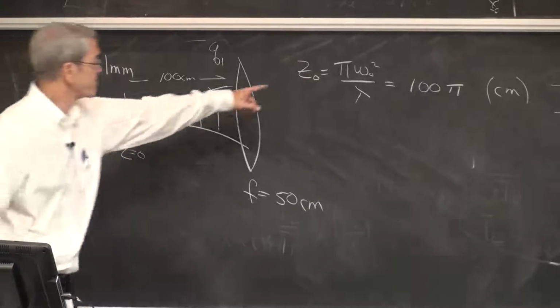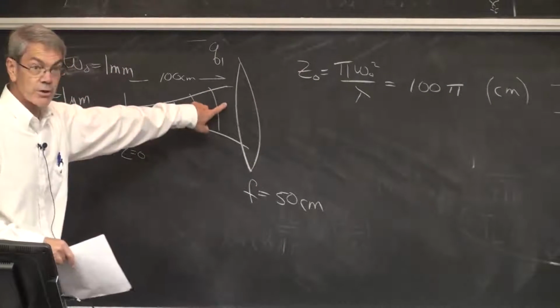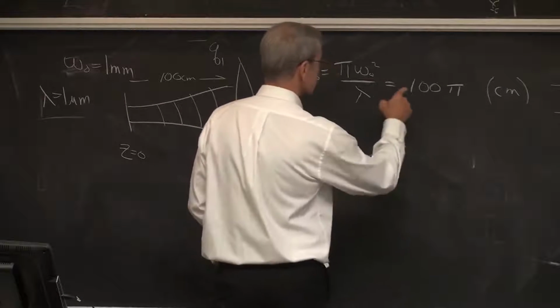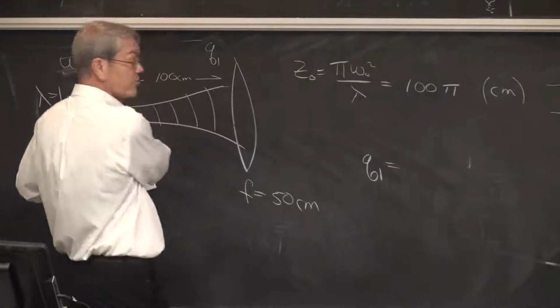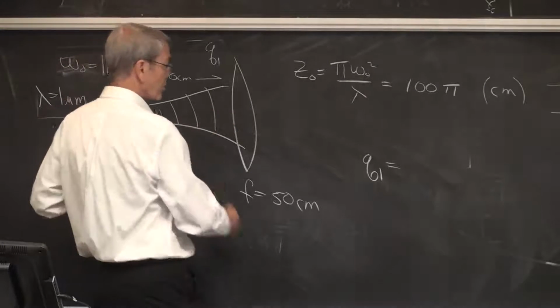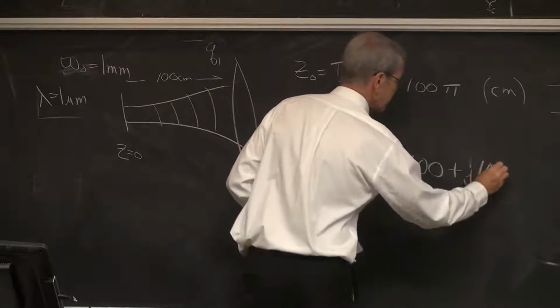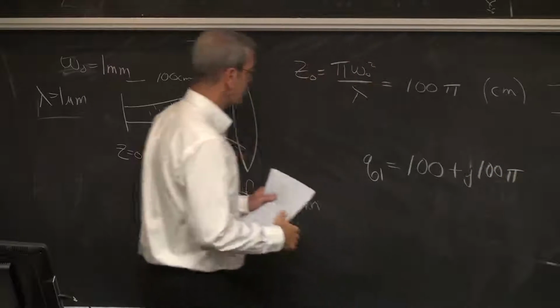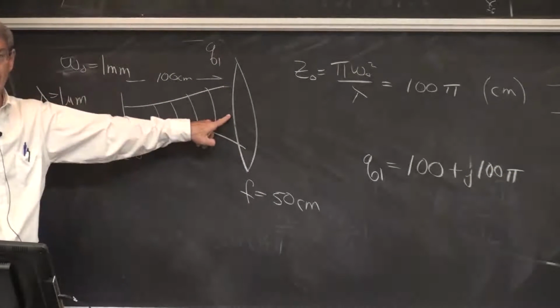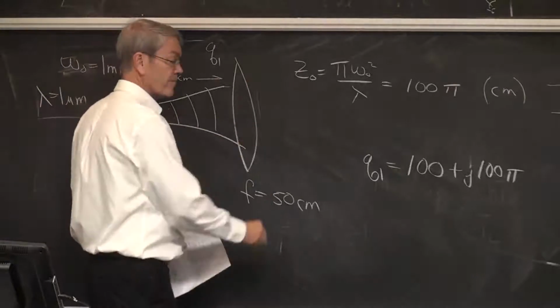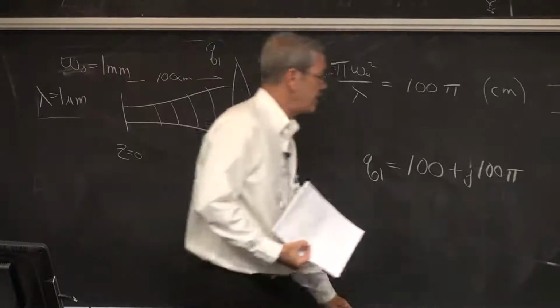So here's Z naught. So what's Q1? Q1 equals the distance from the lens for the waist. That's 100 plus J Z naught. Okay, so that's Q right there. That totally describes my beam. Now I'm going to go through that lens, and I'd like to know what it looks like here. So I use the ABCD law.